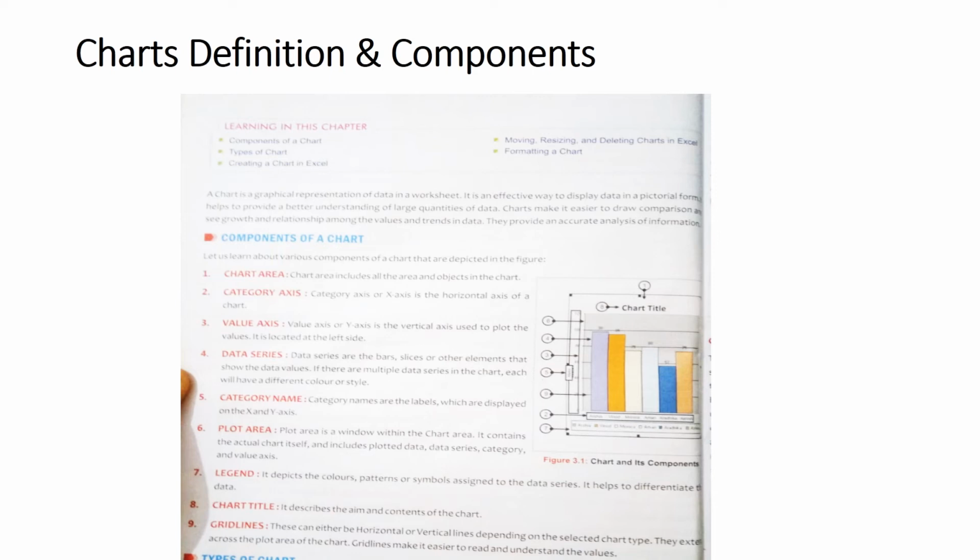Now next is legends. Legends depict the colors, patterns, or symbols assigned to the data series. It helps to differentiate the data. As I've told you earlier, in the data series there are different shapes and colors assigned to each of the data values.